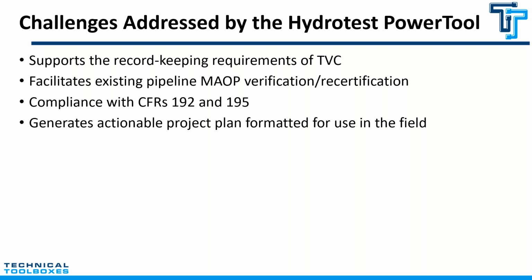So when we implemented our hydrotest power tool, the few things we looked into were that we want to help you support your record keeping, traceability, verifiability, and the compliance piece. With our implementation of the tool within the Hub platform, we can help you with your record keeping. For the compliance piece, we have built the tool to be compliant with both 192 and 195. So whether it's gas or liquid flowing in your pipe, the tool handles that for you. And the final piece is the documentation piece.